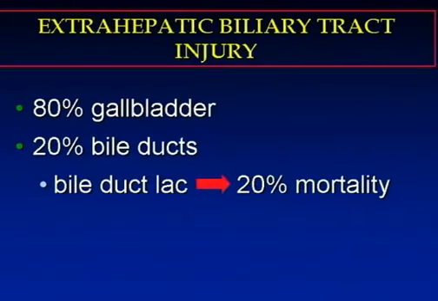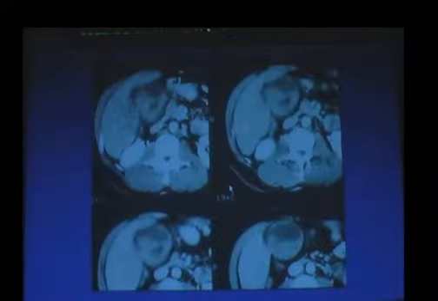Gallbladder and biliary trauma is extremely important to pick up. About 80% of injury to the biliary tract is going to involve the gallbladder and about 20% the bile ducts, but you can see that there's about a 20% mortality associated with undiagnosed bile duct laceration, so it's really important to diagnose it. This is a patient who came in complaining of right upper quadrant pain after blunt abdominal trauma. And when you look at the gallbladder, you can see this very high density material within the gallbladder lumen, which is all blood, and you can also see high density thickening of the gallbladder wall.